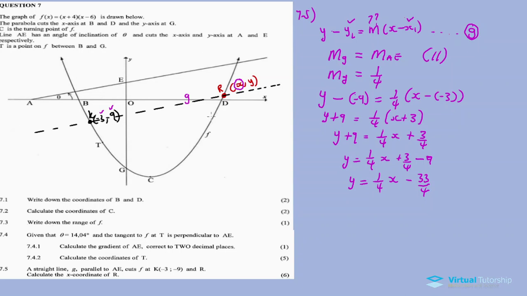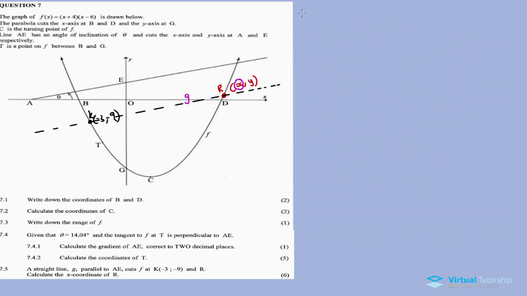I also have the equation for F. So what you do now is equate the two equations, right? I want the point of intersection, or the x coordinate of R. So you solve the function f and the function g simultaneously. So here we have 7.5.